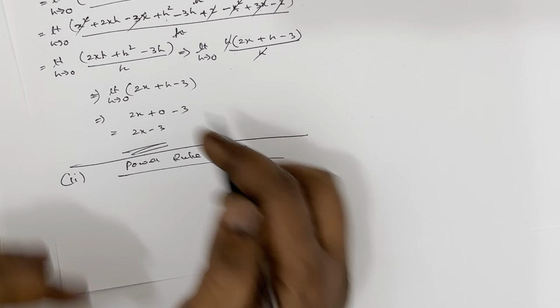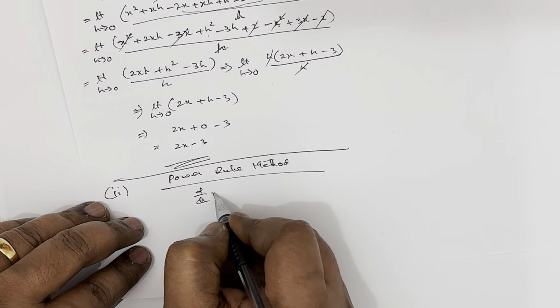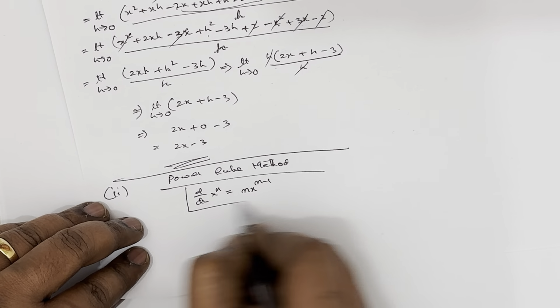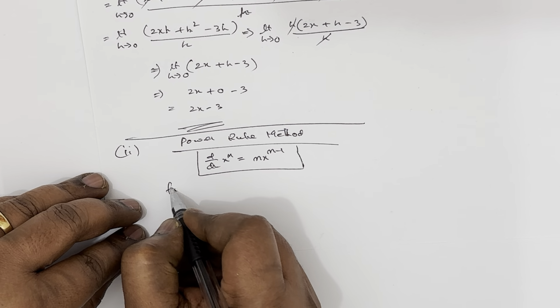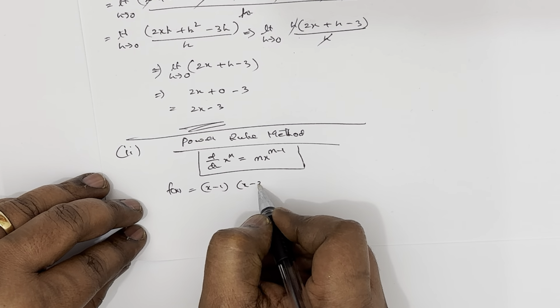Okay, now we will do the same problem using the power rule method also. The power rule is d/dx of x raised to n equals n x raised to n minus 1. Okay, this is the formula. So f(x) is equal to (x minus 1)(x minus 2).